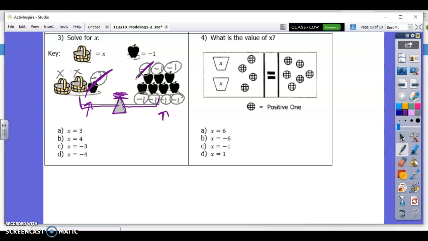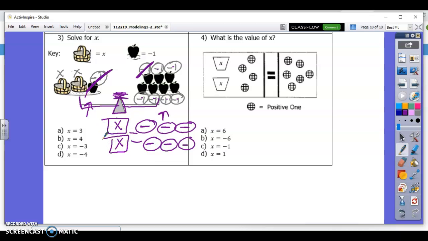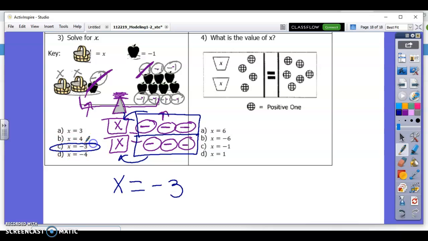So now I know that 2 X's is equal to 1, 2, 3, 4, 5, 6 negatives. So I have to take these negatives and split them into how many groups? 1, 2 groups. I have to do it evenly because the X's are exactly the same. So each one would get 3 negatives. So in that case, X is equal to negative 3. So the answer should have been C.